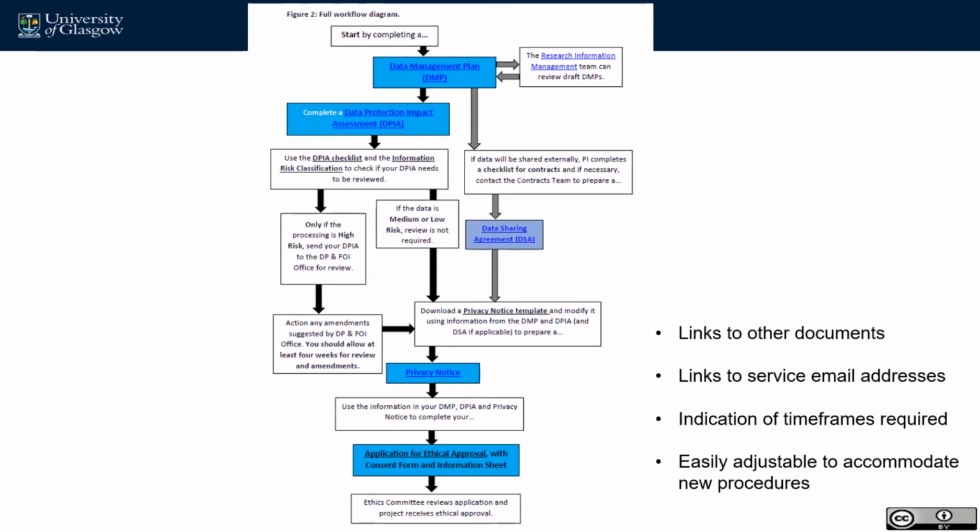We found it's quite easily adjustable. We've had to tweak it a couple of times as data protection have changed different requirements at the university, easily adjustable to accommodate new procedures. And the researchers that we've spoken to about this like it because it gives them a clear path through these processes. When GDPR first came in 2018, a lot of researchers didn't engage with it at all because they found it too intimidating, too big, and they just didn't know where to start. So we've found that giving them this sort of stepwise process through data management planning, GDPR, and ethics makes it much more approachable and achievable for them.